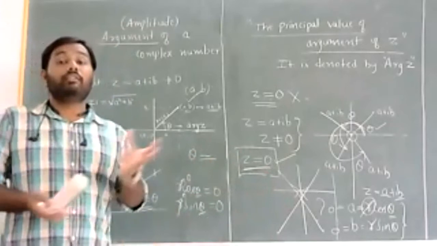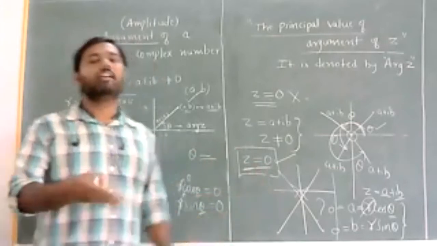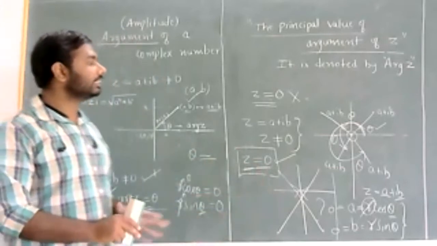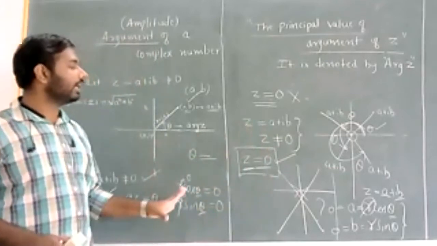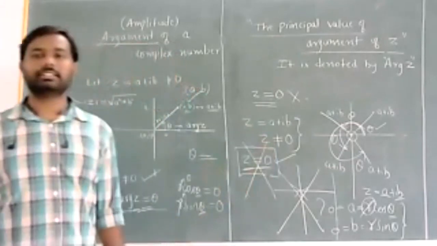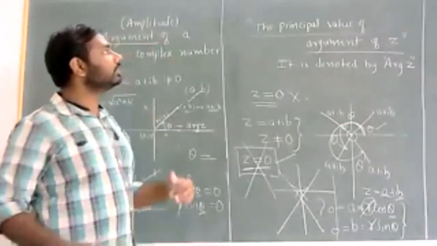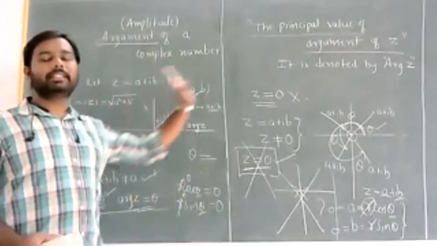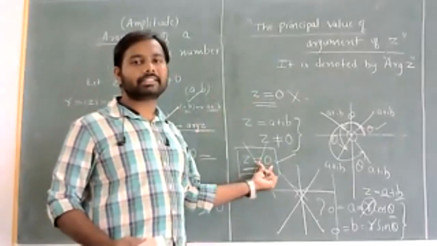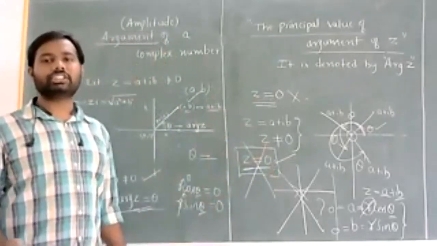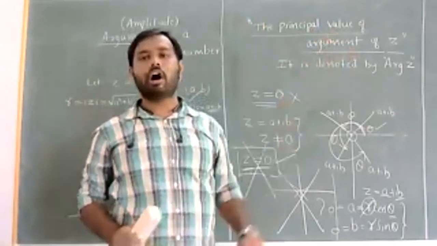So we do not have a well-defined theta value for z is equal to 0. Hence, just to avoid this confusion, we'll exclude the complex number z is equal to 0 in defining its argument, right? So this is about argument, principal argument of z, and why we will not define argument for the zero complex number. In the next session, we shall see how to find the principal value of argument of z.